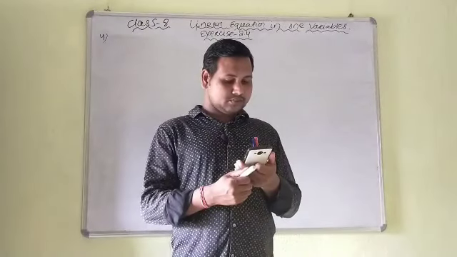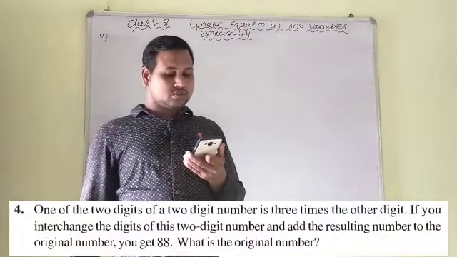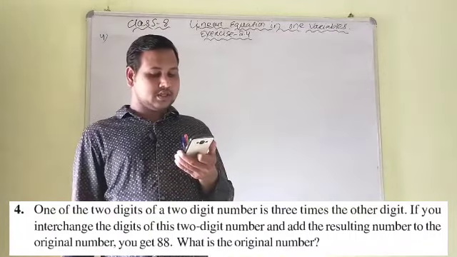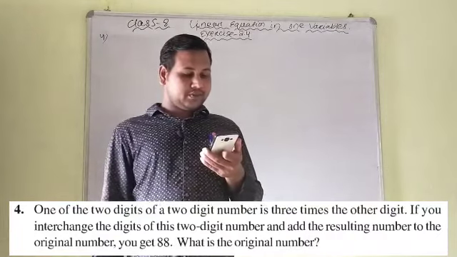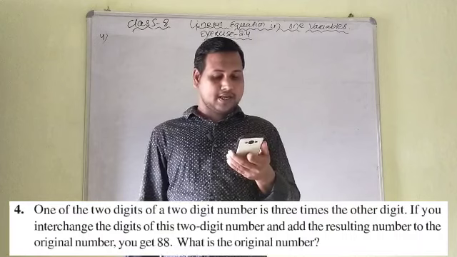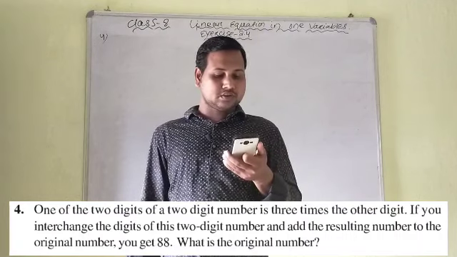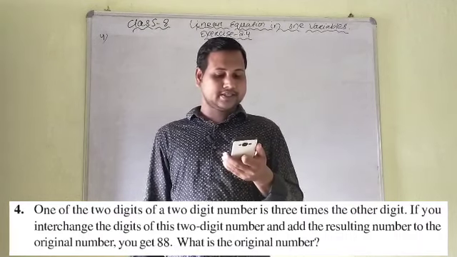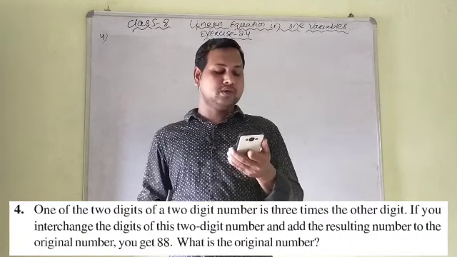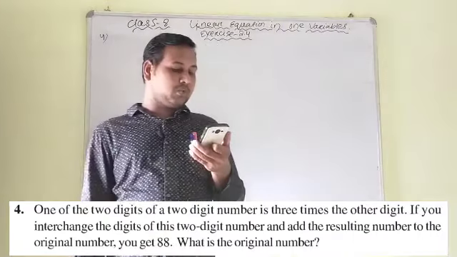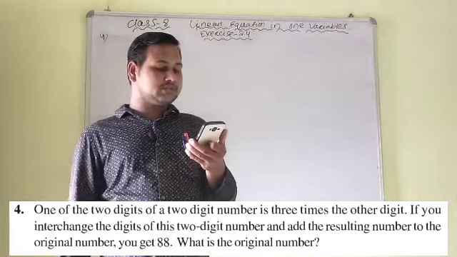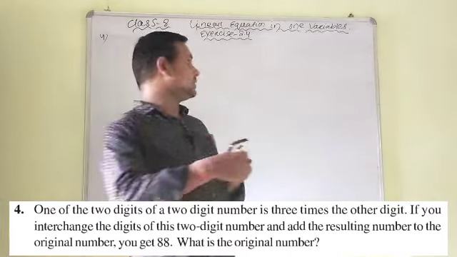Here given in question number 4, one of the digits of a two-digit number is 3 times the other digit. If you interchange the digits of this two-digit number and add the resulting number to the original number, you get 88. What is the original number? So we'll have to see the first point. It's given one of the digits of a two-digit number is 3 times the other digit.